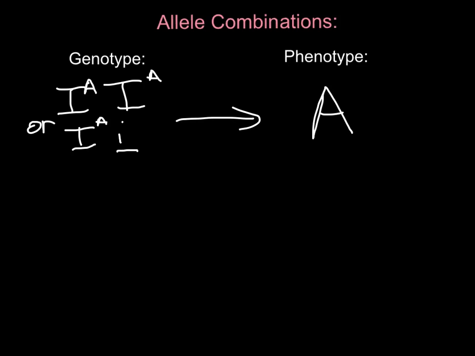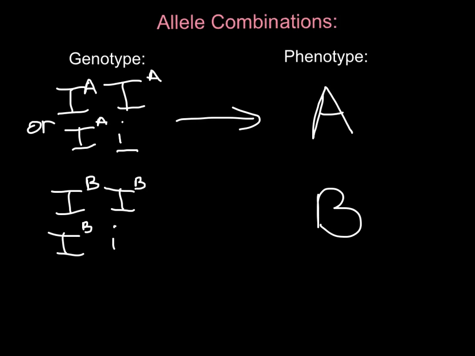And then for type B, there is big I to the B, big I to the B, or big I to the B, little i. And that's how you would get type B.